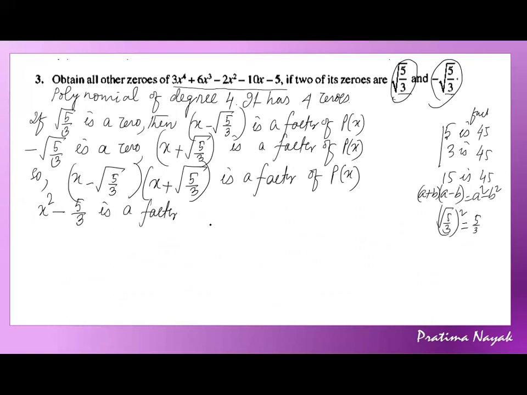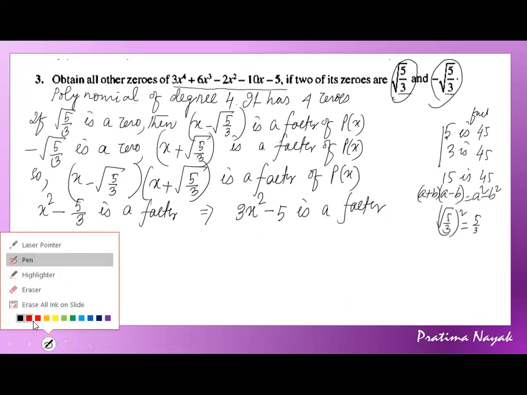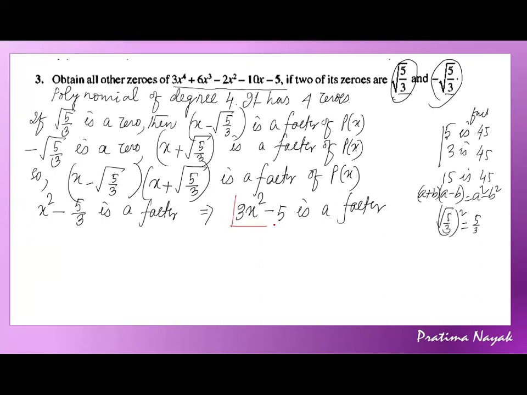Or I am not keeping it in a rational form, I'll write this implies that 3x square minus 5 is a factor. So this is a very important milestone here. That means you have to write the factor in this form. So all the irrational part I converted to this one. This is a factor. When this is a factor, then I can find the other factor. How to do it? By dividing.